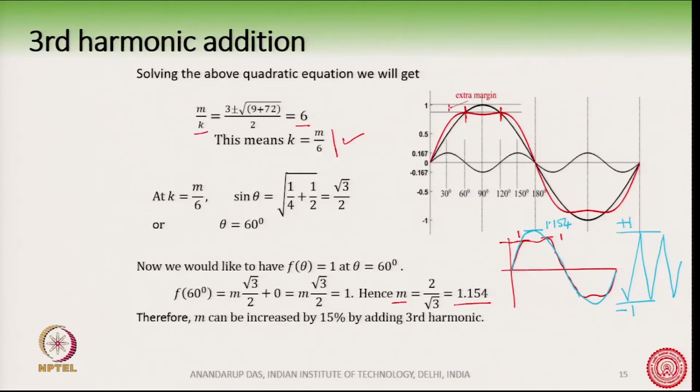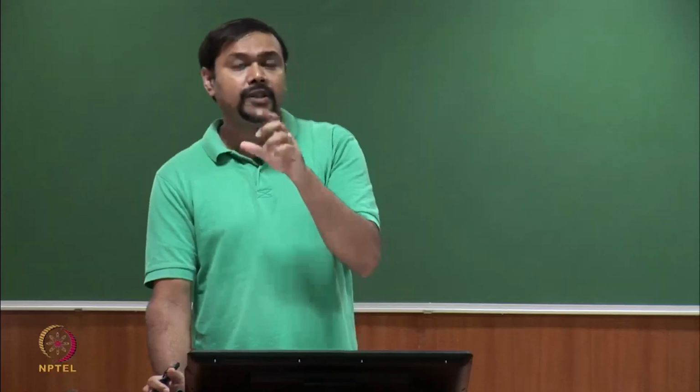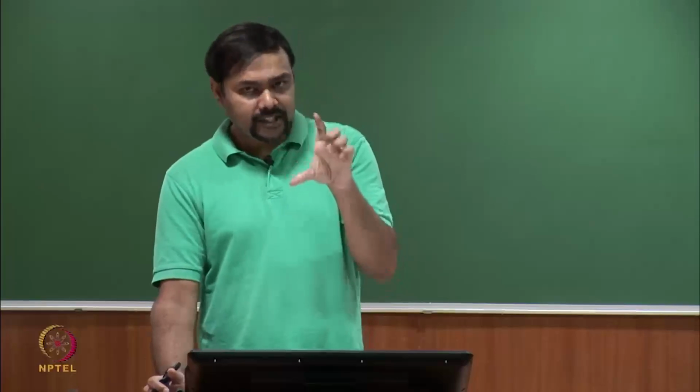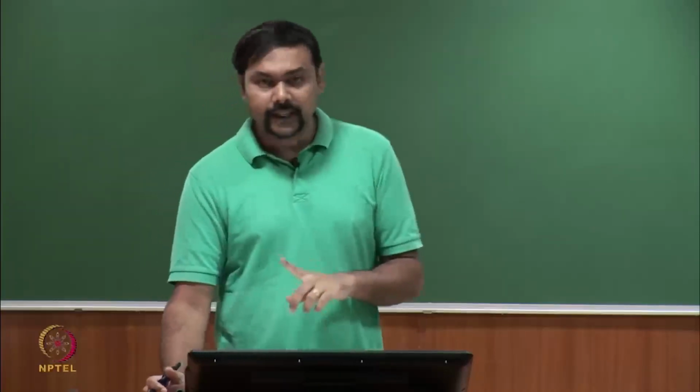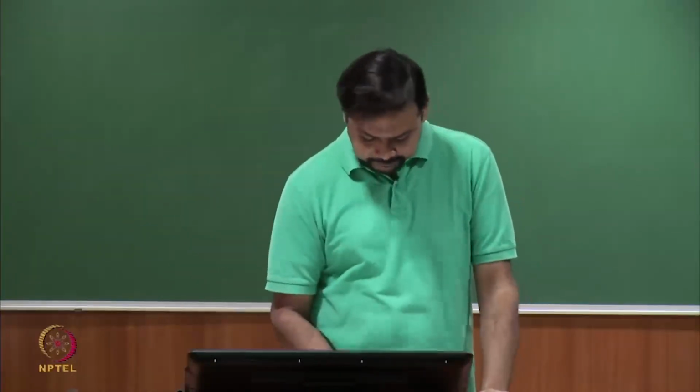Earlier we had also said that whatever is the fundamental voltage in the pole voltage appears across the load. So, if we have 15% more in the fundamental in the pole voltage, it will appear across the load. Therefore, with the help of this third harmonic we are able to get 15% more voltage from the same DC bus into the load. So, that is the whole idea.